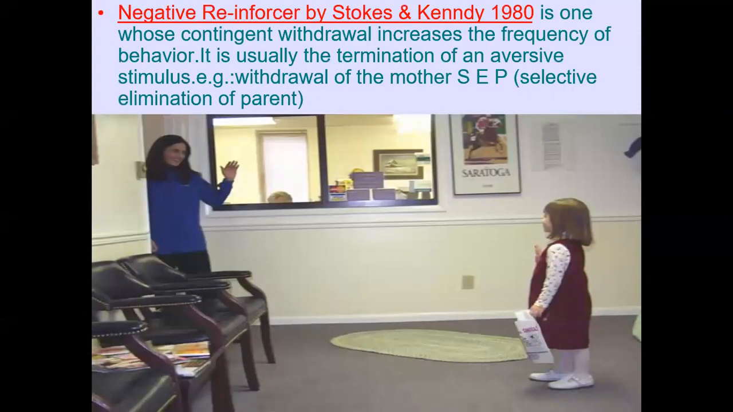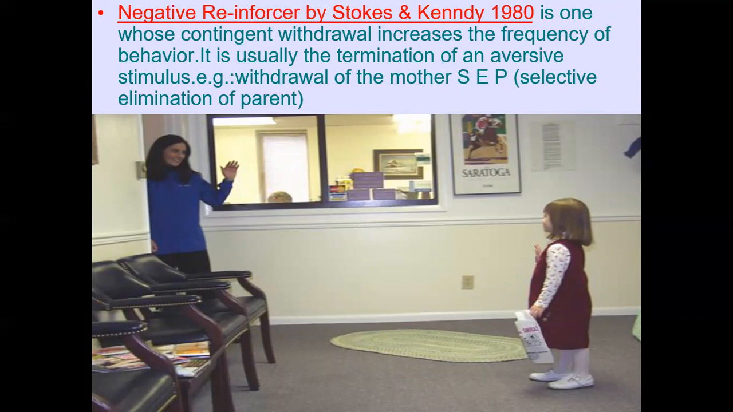Now next is negative reinforcement. Negative reinforcement is one in which contingent withdrawal increases the frequency of behavior. Say for example, the child is not listening to you. So you will say that if you don't sit properly, I'll be removing your favorite toy. I'll just take your favorite toy away from you. Because of the withdrawal of the reinforcer, withdrawal of a certain favorite thing, what will happen? The child will start to show a desirable behavior.